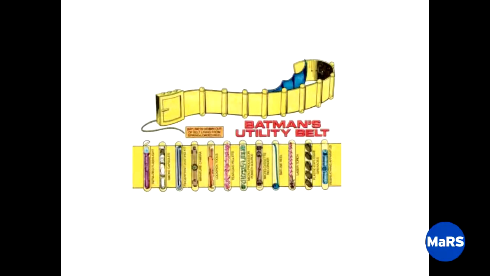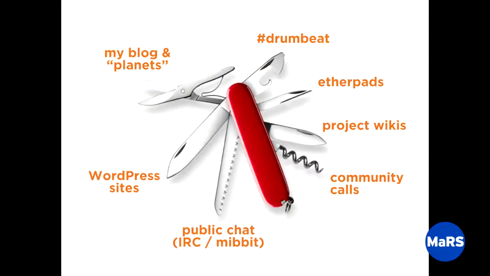So, Batman's superhero utility belt, he's got the smoke grenades and the shark repellent and the laser cutter. I think that in some ways we can think about what the equivalent is for you as an individual. So this is mine. This is what I use on a daily basis. I use my blog for work all the time. I use #drumbeat on Twitter. I've actually ignored the fire hose of followers. All I do is use that one hashtag.